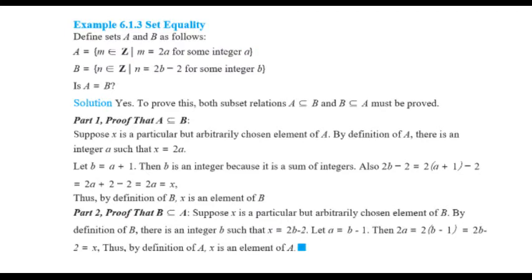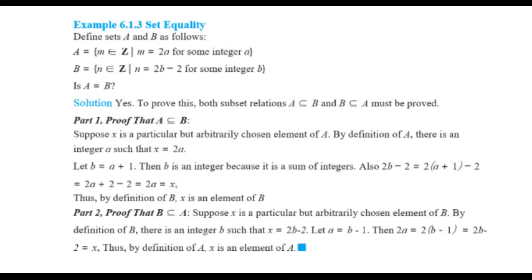Next, we are going to see an example from the book regarding set equality. Example 6.1.3. In this example, let's define set A and B as follows. Set A is the set of all integers m such that m is equal to 2a for some integer a, and B is the set of all integers n such that n is equal to 2b minus 2 for some integer b. And the question here is: is A equal to B or not? To answer this question, we say yes, and to prove it, we need to prove two different things. First, we need to prove that A is a subset of B, and second, we need to prove that B is a subset of A.